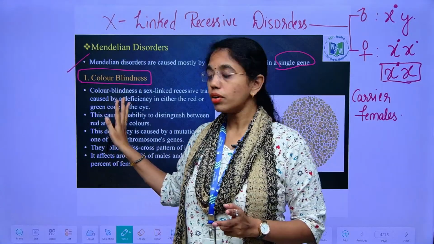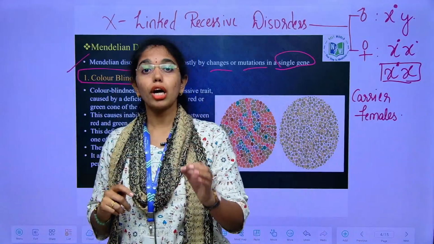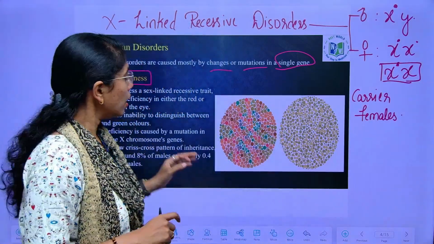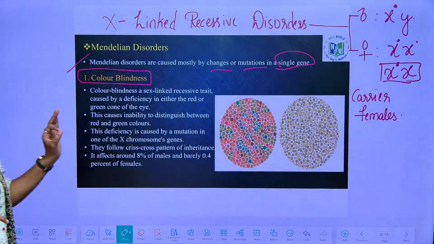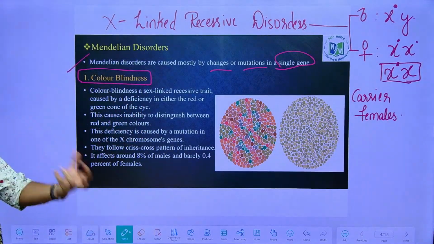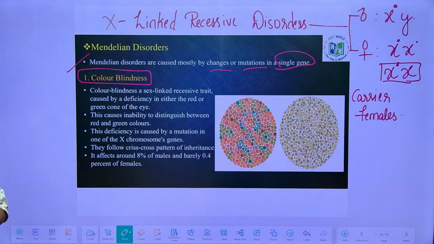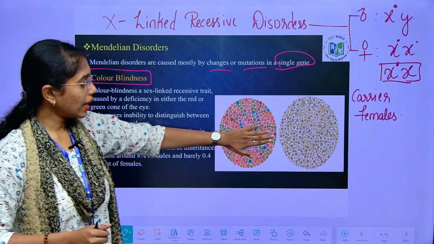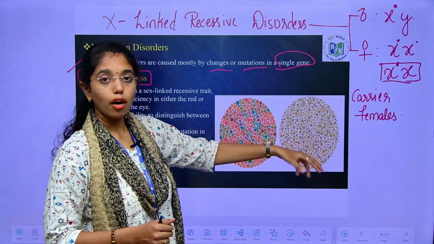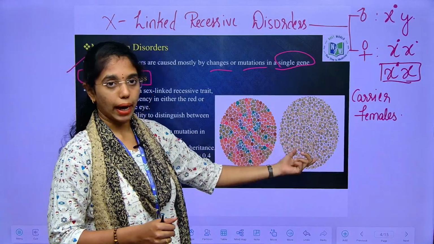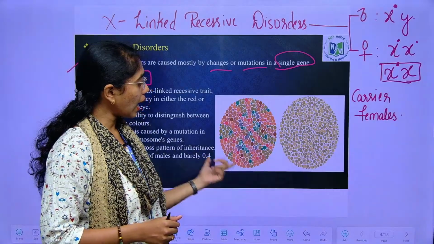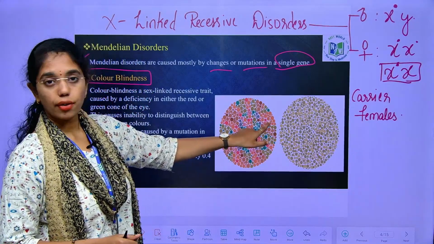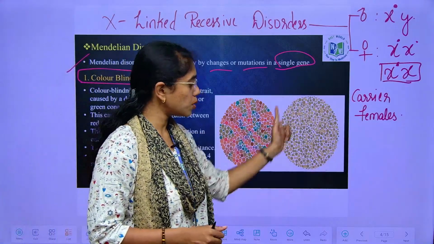That is all about color blindness, because the mutation occurs in the cones present in the eye. The cone regions are affected, so they are unable to detect the difference between red and green. This is the vision of a normal eye, and this is the vision of a color blind man, where they are unable to distinguish between green and red color. Here everything appears pale green.